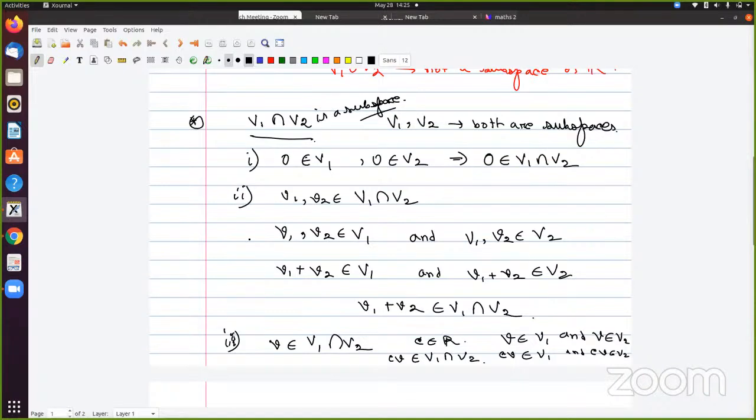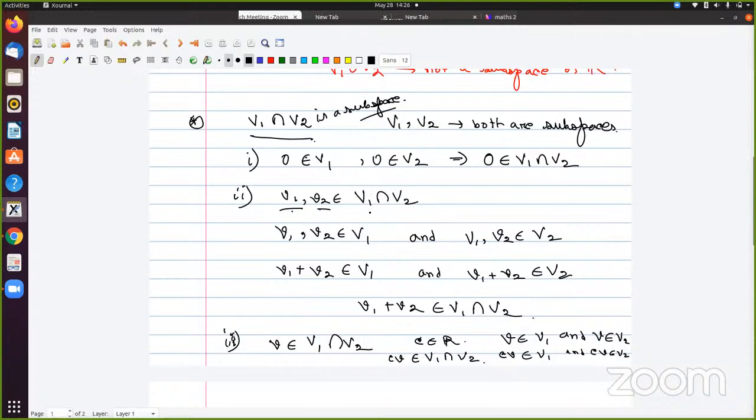For the second property, I am taking two vectors from the set V1 intersection V2. I have to check whether their sum is in the intersection or not. As V1 is in both and V2 is in both, here we are just taking only the 0 part. No, why 0? These are any two vectors. So what we have to check for a subspace? We have to take any two vectors and check whether the sum is in the subspace or not.